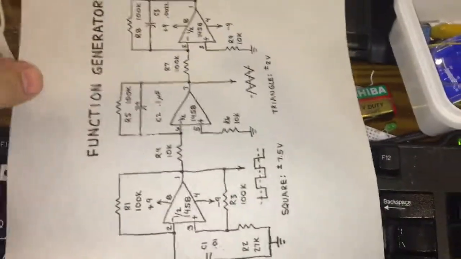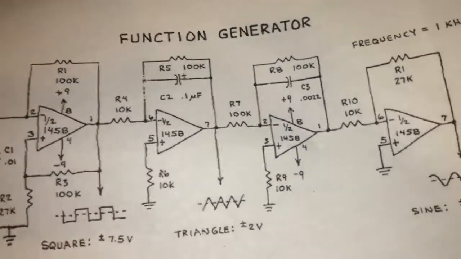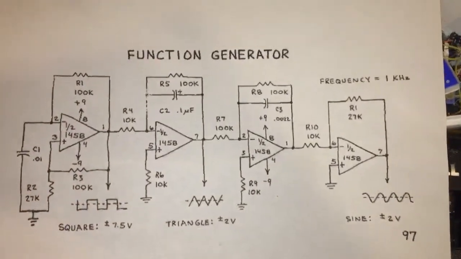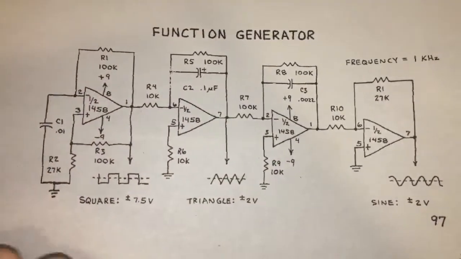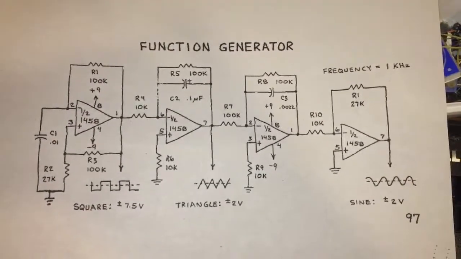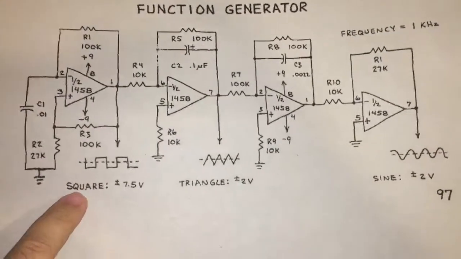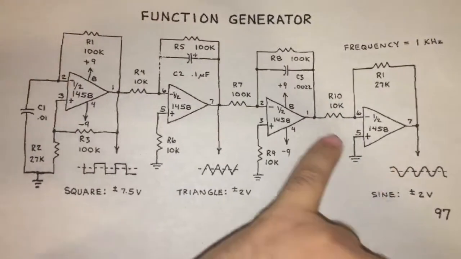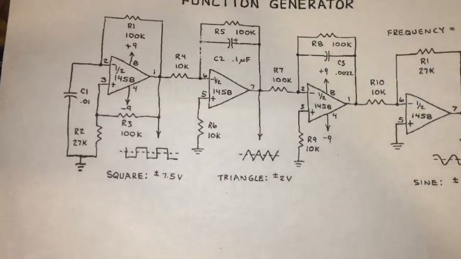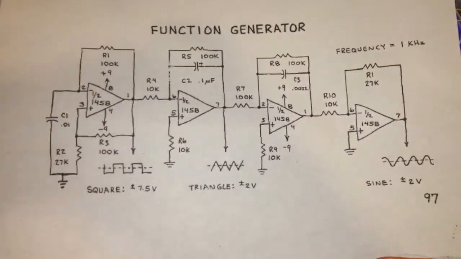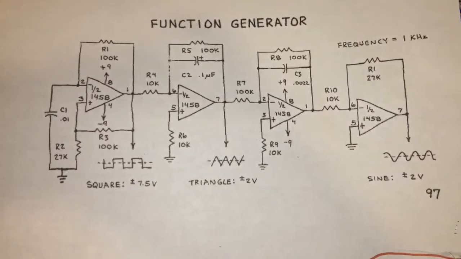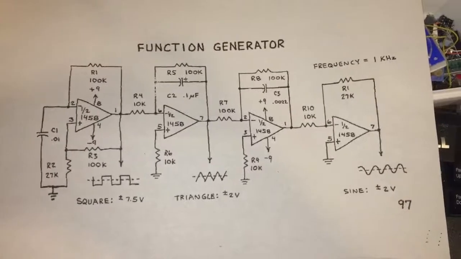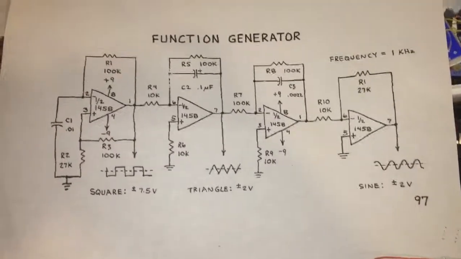Also, I have a function generator with the same IC. This is the schematic. I will stay on if you want to take a picture. As you can see, the square wave, triangle wave, and sine wave, only with a dual channel operational amplifier gain. This is one of the best schematics for the function generator, for the simple one.